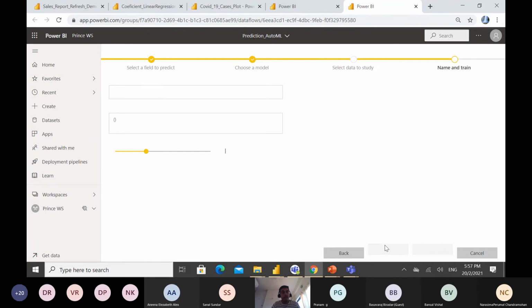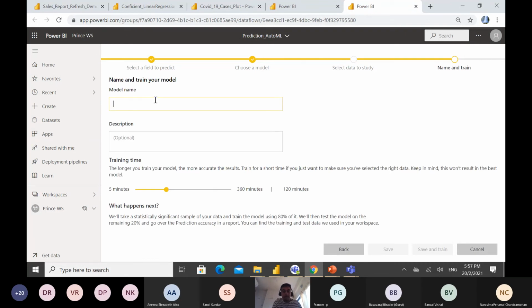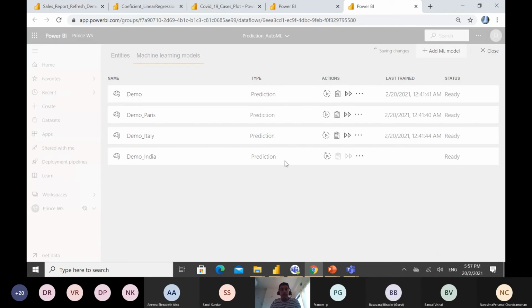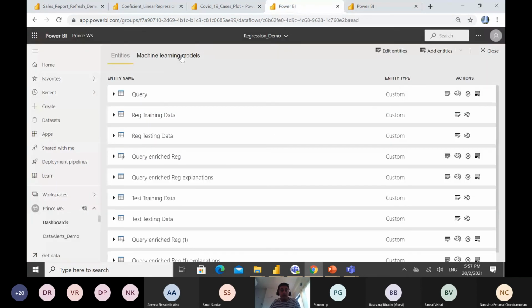Then you say next, give the model name, demo underscore India something, and it tells you the longer you train, the better the performance might be, and the more accurate the results would become. So for now, I'm going to just train it for 5 minutes. The end result won't be there, because even 9 minutes will take more time to train since the data is too much for it. But in the meantime, I'm going to show you what it generates.